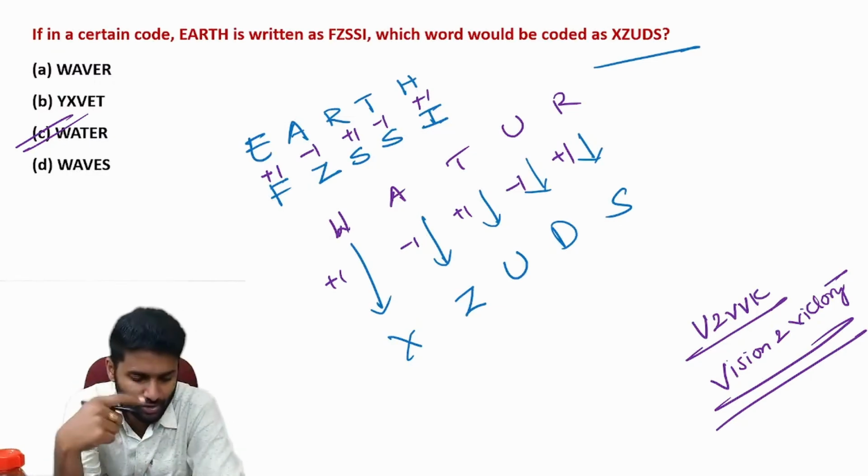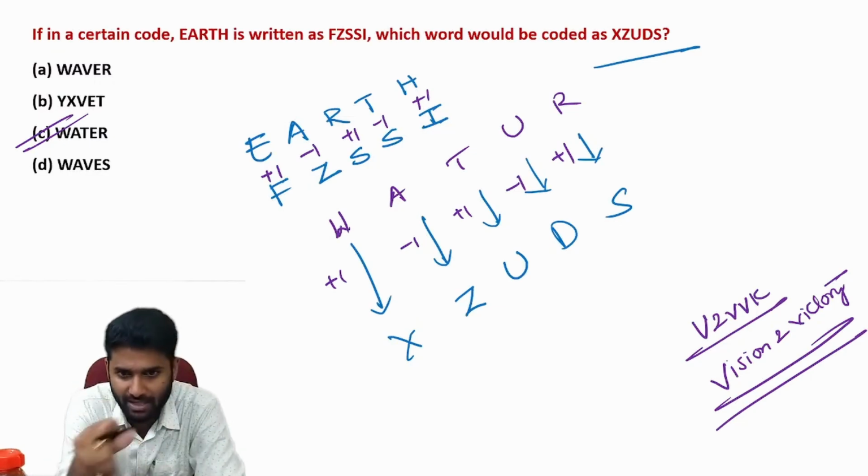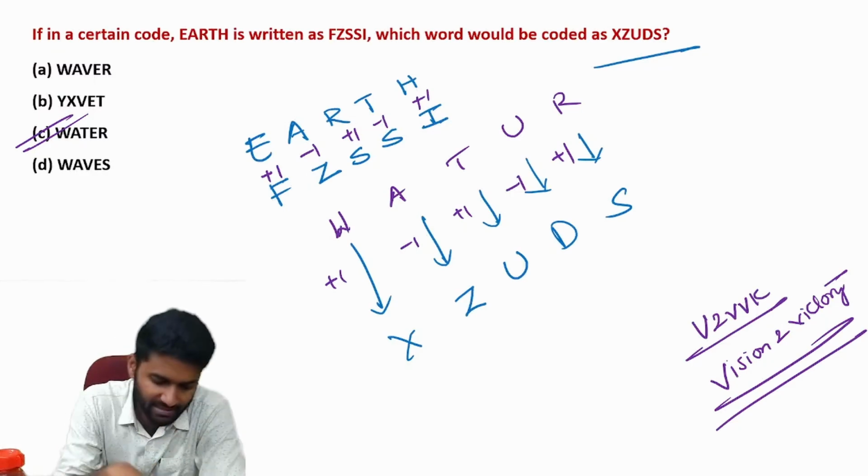See, with a reverse operation, you have to identify the previous word. Why? Because they are already represented in code language. Guys, understand that. Understand the question.